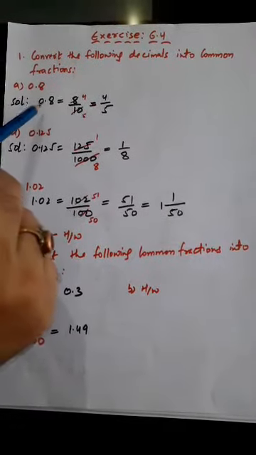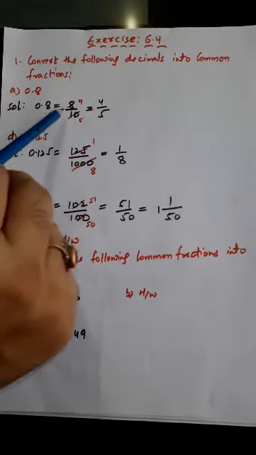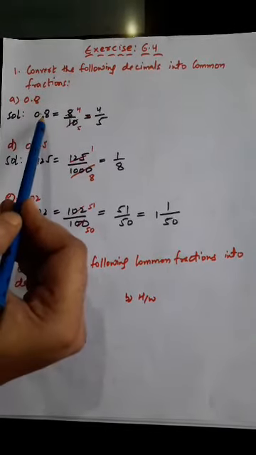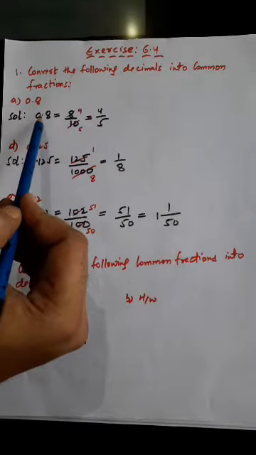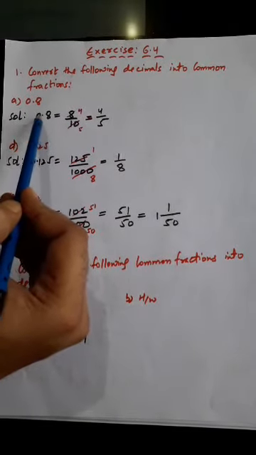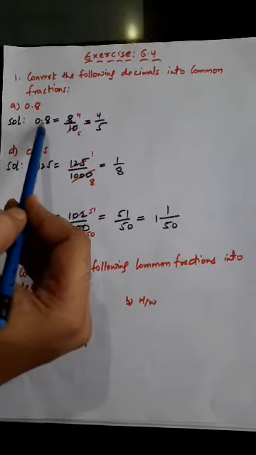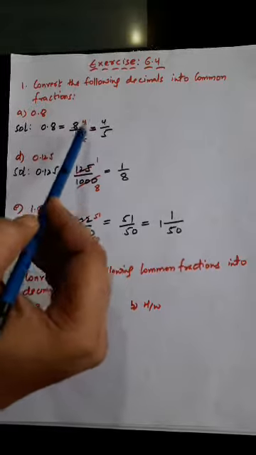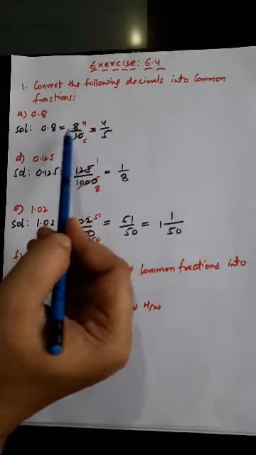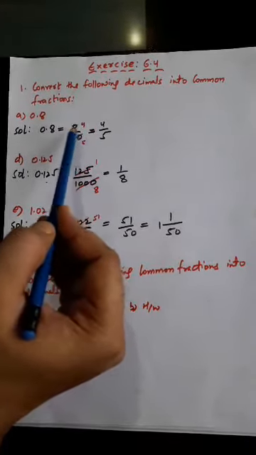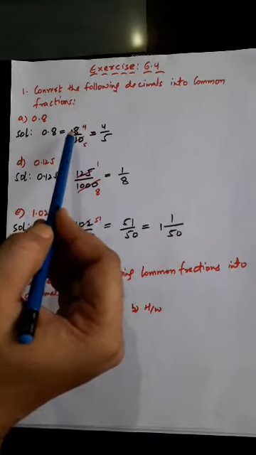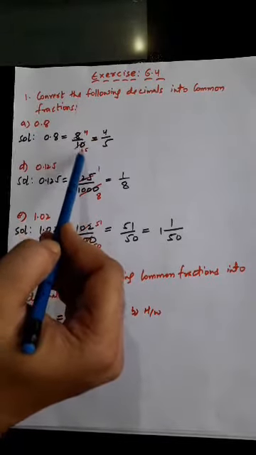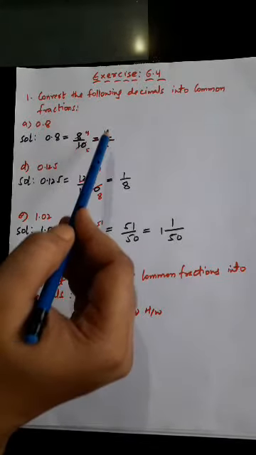Okay students, so 0.8 can be written as 8 by 10. As students, there is one digit after the decimal point, so you can put 10 in the denominator. Okay, it will become 8 by 10. Now both these 8 and 10 can be divided by a common factor, that is 2. 2 fours are 8, 2 fives are 10. Now we got 4 by 5.